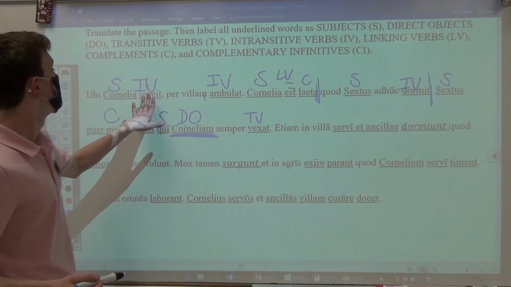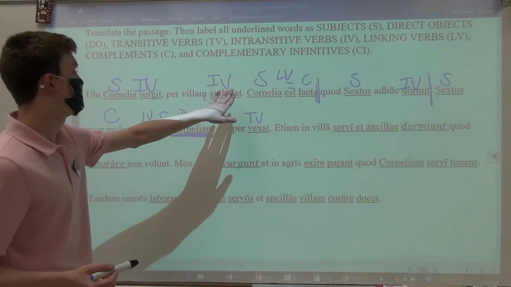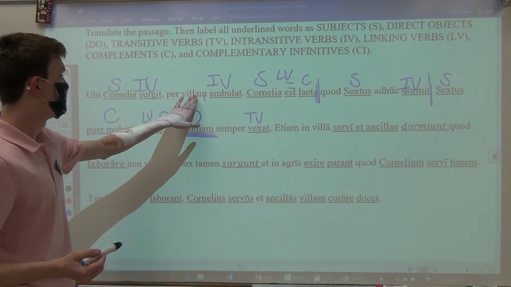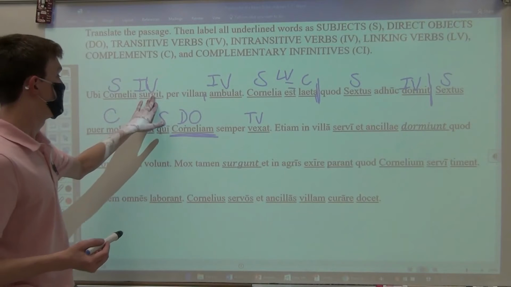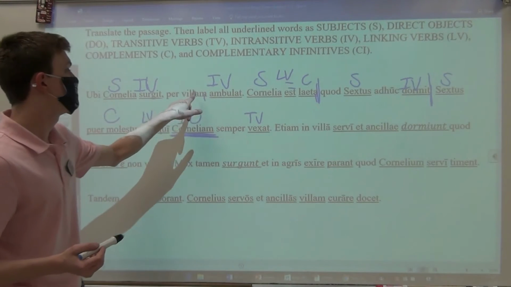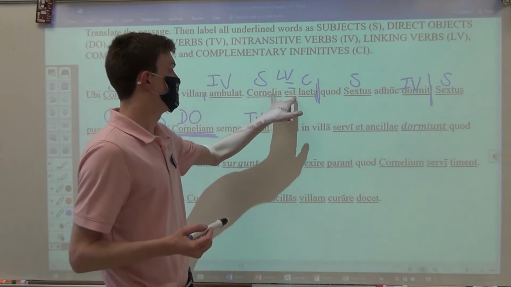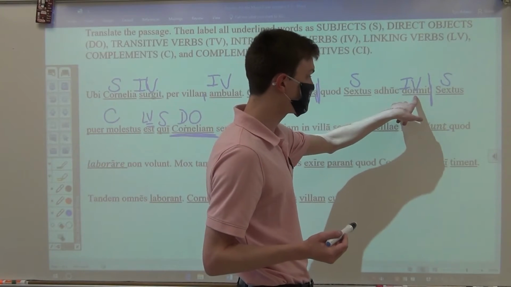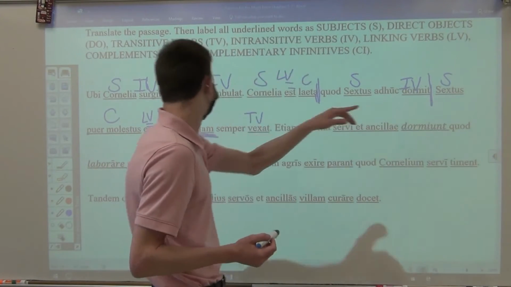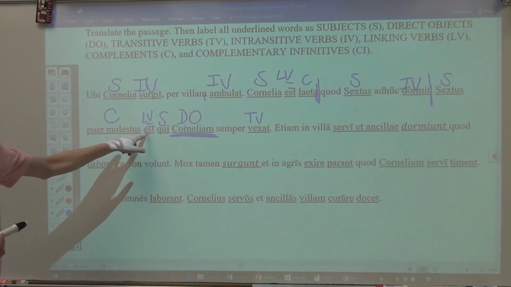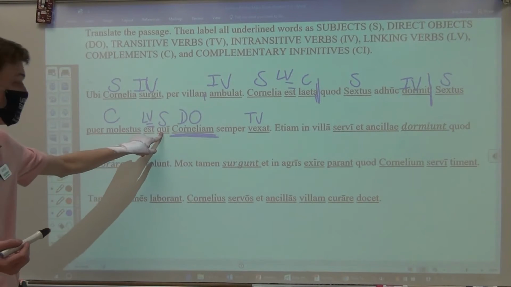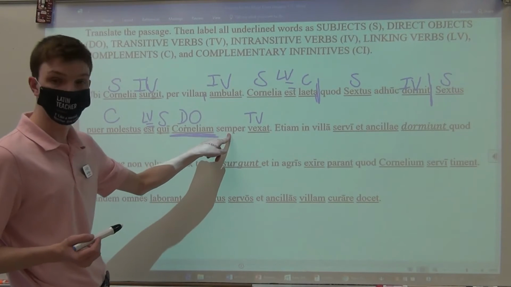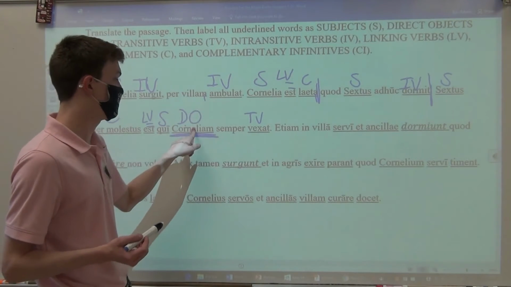So, when Cornelia gets up, she walks through the country house. Cornelia is happy because Sextus still sleeps. Sextus is an annoying boy who annoys Cornelia always. Who always annoys Cornelia.